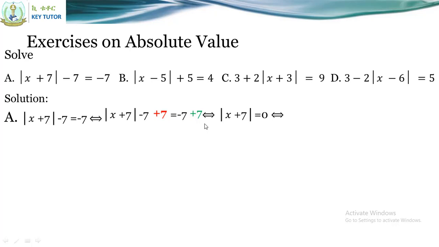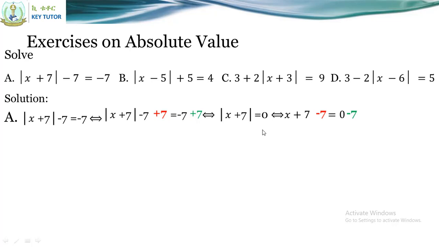The absolute value of x plus 7 equals 0. And this happens only if the inside part is 0, which is x plus 7 is 0. If x plus 7 has to be 0, just to get the value of x alone, we have to add negative 7 to both sides. You add negative 7 here and negative 7 there, which means you subtract 7 from both sides.